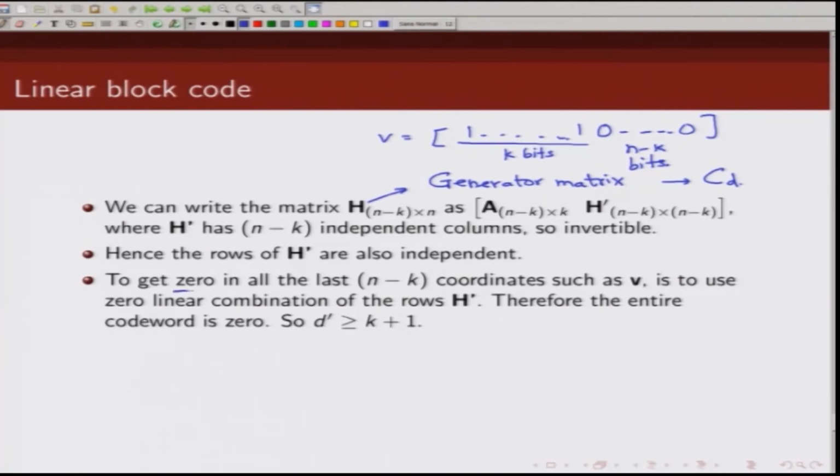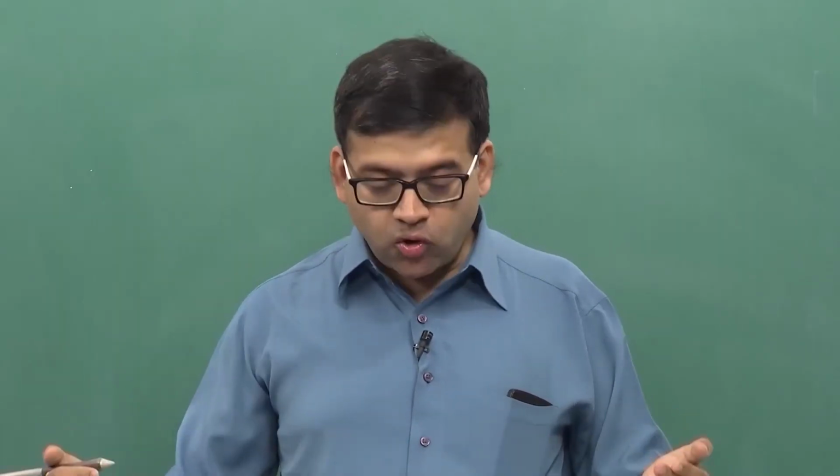Now, remember, to get 0 in the last n minus k coordinates, and this consists of n minus k linearly independent columns and rows, the only way we can get it is if we use a 0 linear combination of all rows. So, if we multiply all the rows by 0, that is the only way we can get this condition. Why? Because these are linearly independent columns and rows. So the only way we can get all 0 here is to take the 0 linear combination. But if we multiply all the rows of this generator matrix by 0, what is the minimum distance that we get? The code word that we get is the all 0 code word.